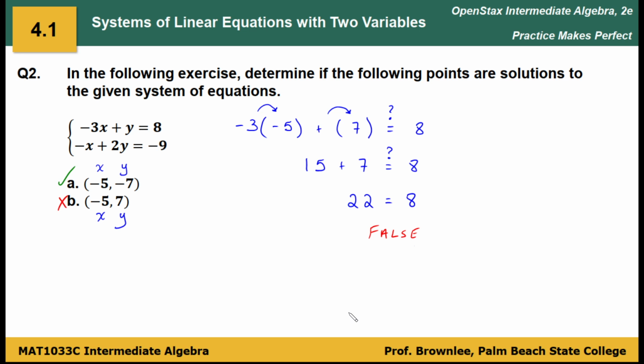So there we have it. Question 2 from 4.1. We have one verified solution to the system, and then, unfortunately, point B, -5, +7, was not a solution to the system.